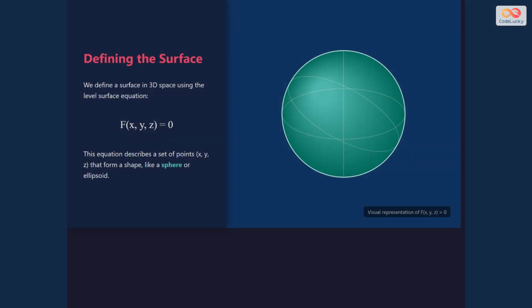Geometrically, an equation like f of x, y, z equals 0 defines a surface in three-dimensional space, such as a sphere or an ellipsoid. Even though we haven't solved for z explicitly, z is still determined by the values of x and y for points on the surface.